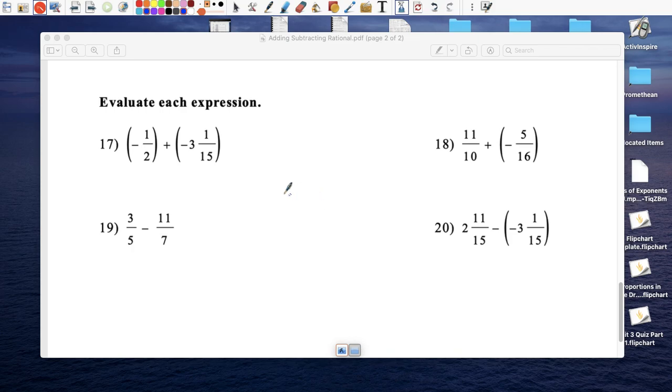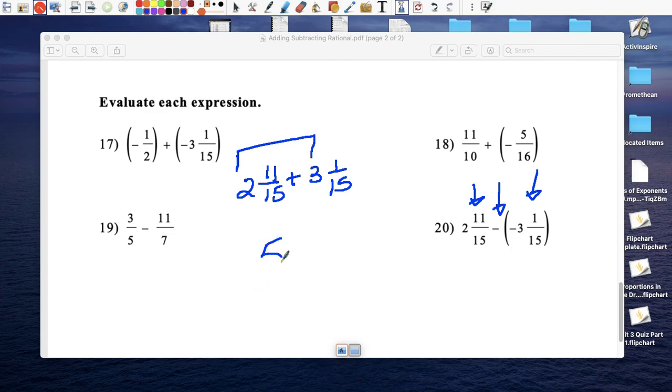Last problem. Again, let's change it to an addition problem first of all. And you'll see that it becomes that, right? First stays, the subtraction becomes addition, and the additive inverse of negative 3 and 1/15 is positive 3 and 1/15. So this one actually we don't need to find the LCM. We can just do it as it is. The whole number is 2 plus 3 is 5. If you combine the fractions, you get 12 over 15, which you can simplify to 4 over 5, divided by 3 and divided by 3. All right. Okay, that was it.